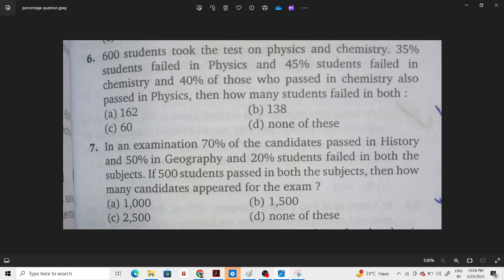Okay, let us do number 7. In an examination, 70% of the candidates passed in history, 50% passed in geography, 20% failed in both. Remember, this common portion is about fail, but the upper portion, history and geography, is about pass. So first of all we have to convert all of them into common things. That means all of them we have to convert into pass. You cannot keep a mixture of pass and fail.